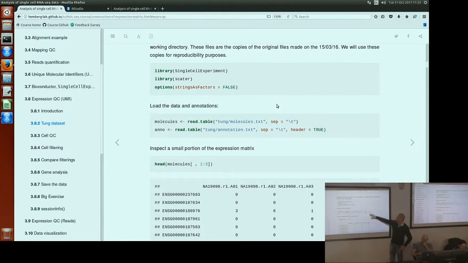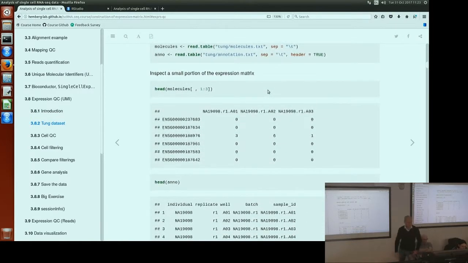So we'll start with loading the data sets. So we load the molecules. We also load annotation data for the cells. If we look at these matrices, the molecules data looks like this. So you have cell ID in columns and gene ID in rows. And here we have UMI counts from your single cells.